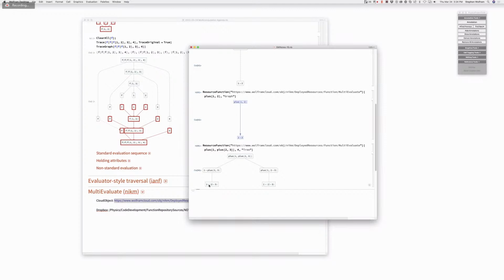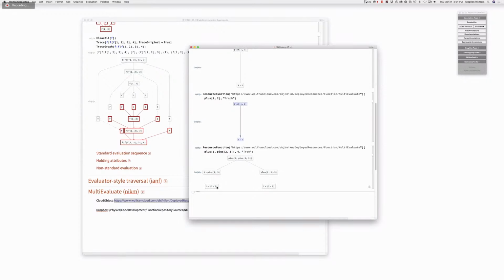So wait a minute. What is this thing down here? This is the capital Plus. Yeah, that's the capital Plus. But why doesn't the capital Plus just evaluate to 6 here? Because I don't want it to without my permission, so to speak. If I have an option like evaluate pattern, and you can say evaluate pattern _Plus, then it will evaluate all the pluses too.